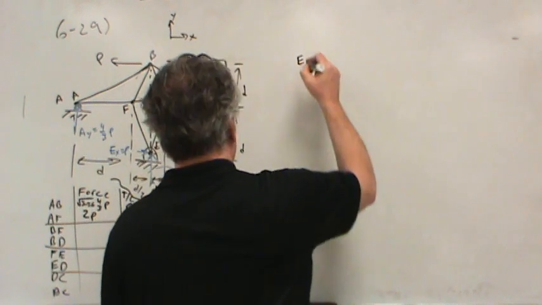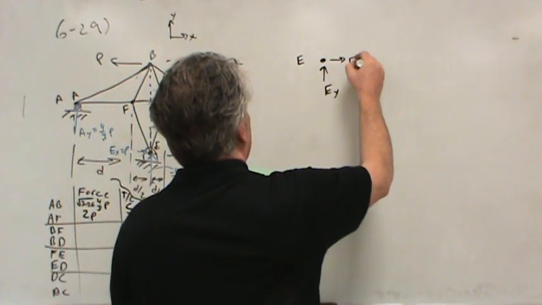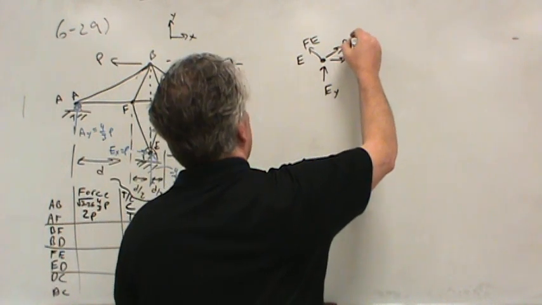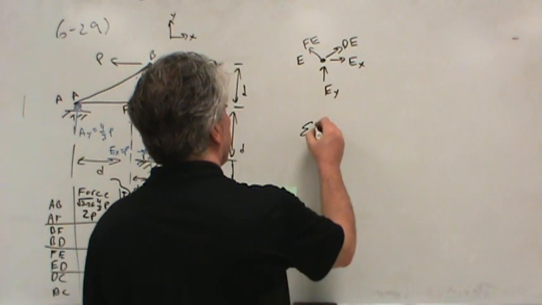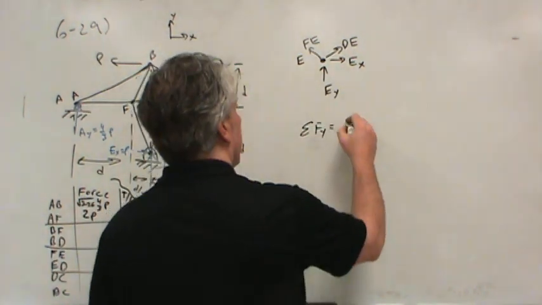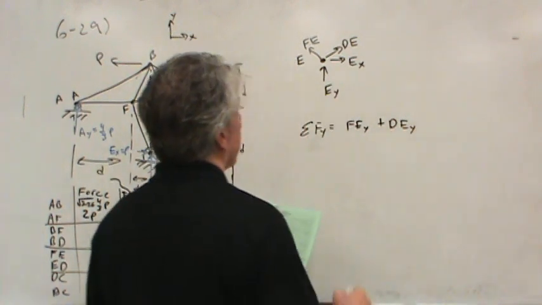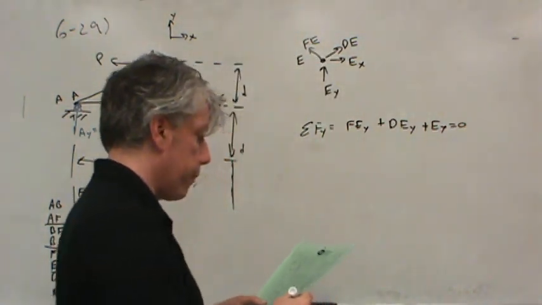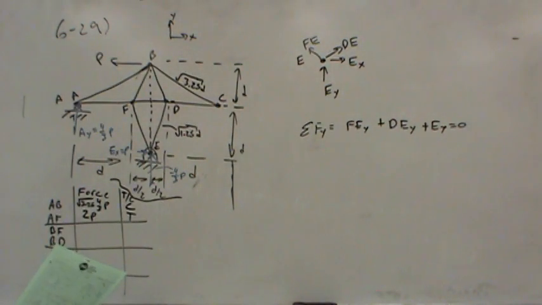Let's start at point E, or continue, I should say, at point E. We know there is EY, EX, FE, and DE. Now I've drawn these at too large an angle. Forgive my drawing, they shouldn't have near so much angle, but it's just a schematic anyway. If we sum forces in the Y direction, we'll get the vertical component of FE and the vertical component of DE. EX won't appear, but we'll also have plus EY, and that sum then comes to 0. Now, one thing about this you should notice.